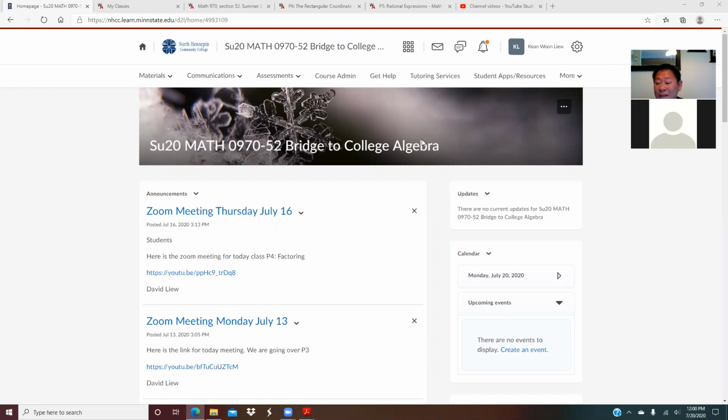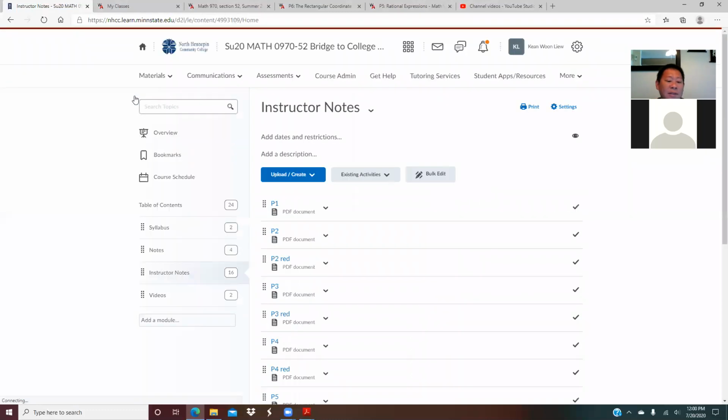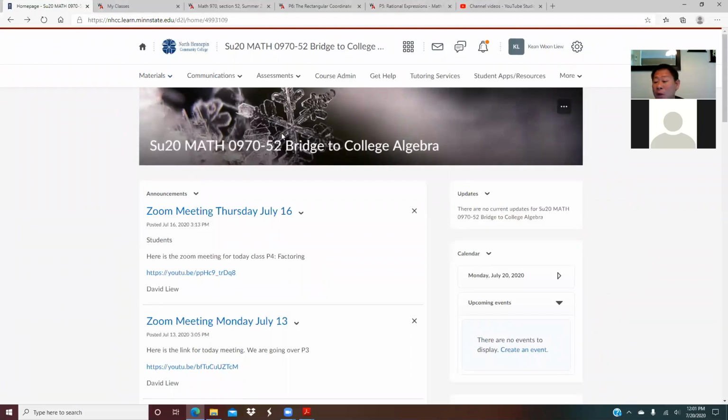There are 3 ways you can see the test. One, you can see it in the announcement page here, right on D2L. Another way you can find the test is under Materials and Content, and then you will see a folder called Tests, and in that folder will be the test. That's the second way. The third way you can find it is through your college email address, which will send it to you. So there are 3 ways that you can find the test.